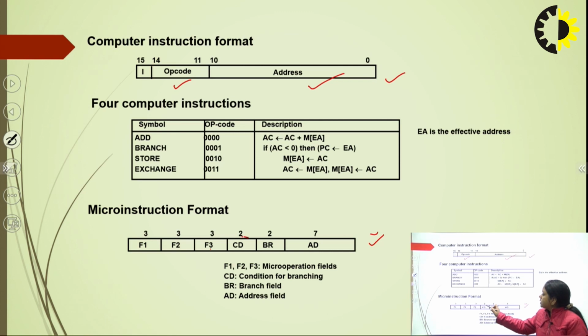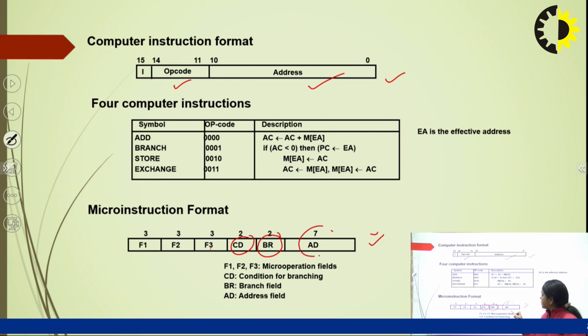And next is CD. The meaning of CD is condition for branching, and BR is used for branching. So, we will understand there can be 2 types of branching here. First one is conditional branching and another one is unconditional branching. When there is unconditional branching, then there will not be any condition here. But if we use conditional branching, then we have to check some condition. For example, we should check whether the value of the accumulator is 0 or not. So, in the case of conditional branching, we have to check some conditions here.